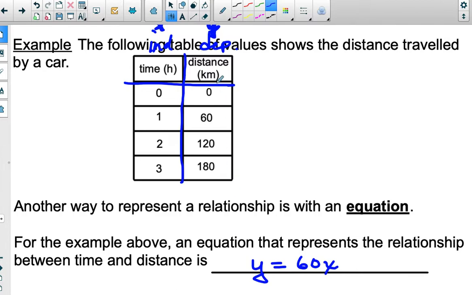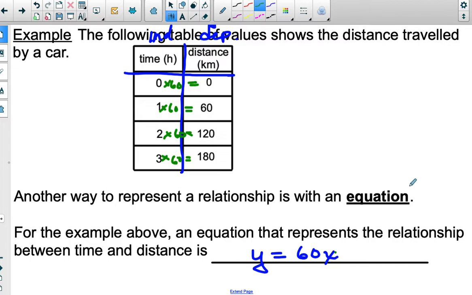My y value, my dependent value, is equal to 60 times x. So you can see that if I take x and multiply it by 60, I get the y data. If I multiply this x variable by 60, I get the y. In each of these cases, when we multiply the independent variable, our x variable, by 60, we get y. So y is equal to 60 times x. We're going to be spending a lot of time in this unit making these equations.